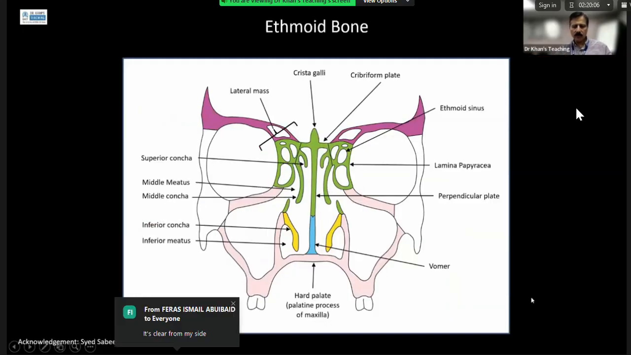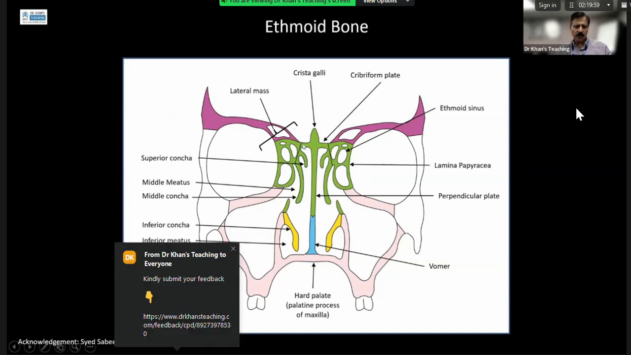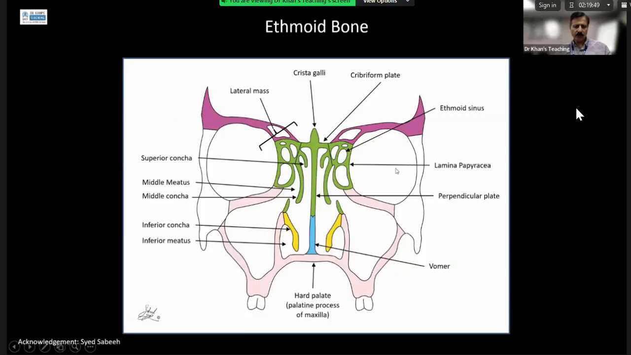So now, if you see these names once again, this is the cribriform plate. This is the lateral mass. This bone is the lamina papyracea, which is touching the orbit. This is the perpendicular plate. And then inferiorly, we can see the vomer, which forms the bony nasal septum.